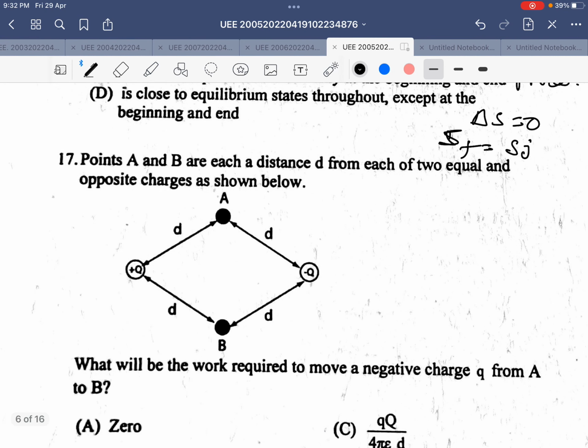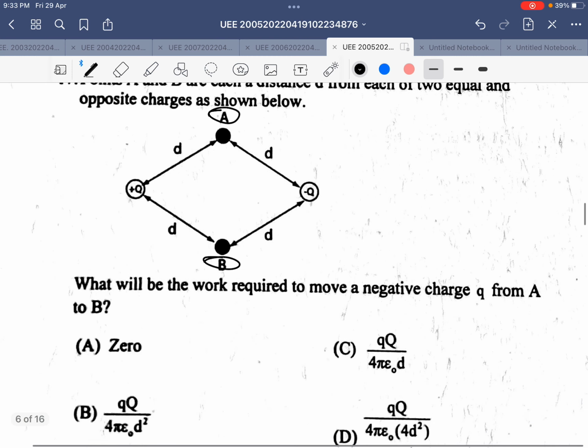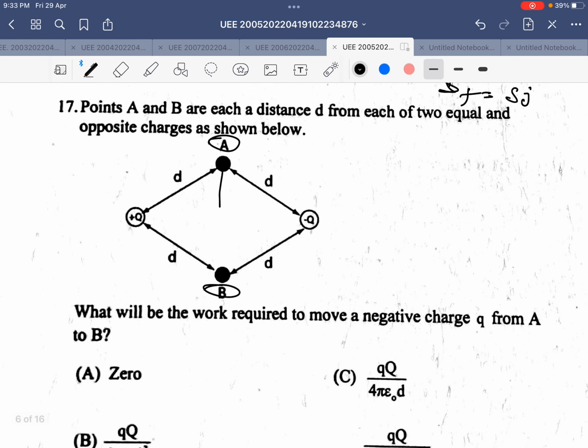Let's see question number 17. Points A and B are each a distance d from each of two equal and opposite charges as shown below. These are the points A and B. What will be the work required to move a negative charge Q from A to B? That is, to move from here to here. This is a displacement, clear? The charge is negative, so it is minus Q. What's the direction of the electric field? The direction of the electric field is from this to this.